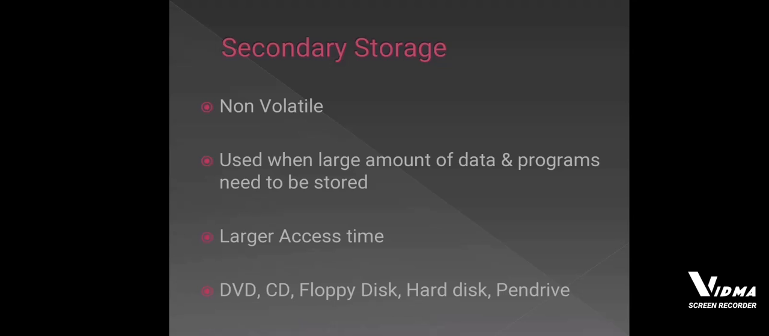And the second one is secondary storage. It is non-volatile. For example, hard disk, CD, DVDs, pen drive, floppy disk, etc. Why we say it is non-volatile is because the data never get erased if the system crashes or has been powered off. It is used to store a large amount of data and programs, and the access time for the secondary storage is larger.